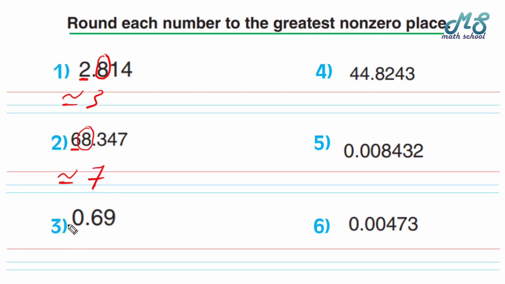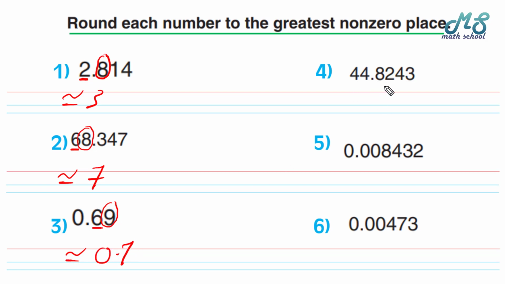The greatest place is 0, but it's a 0 place. We have to determine the non-zero place. Now the non-zero place is 6. The tenth place is the greatest place, and circle 9. 9 is greater than 5. Now you have to change 6 to be 7. It's rounded to be 0.7.